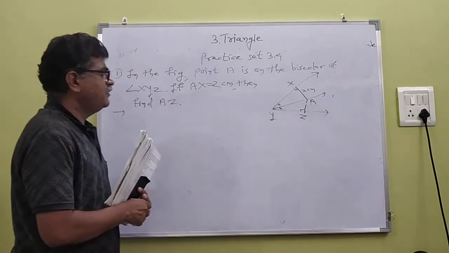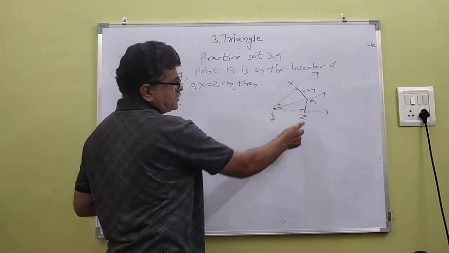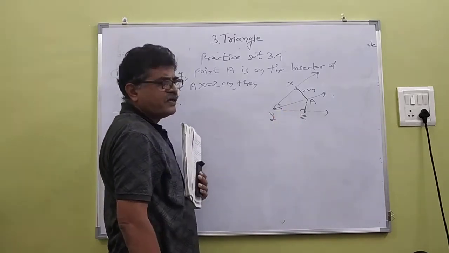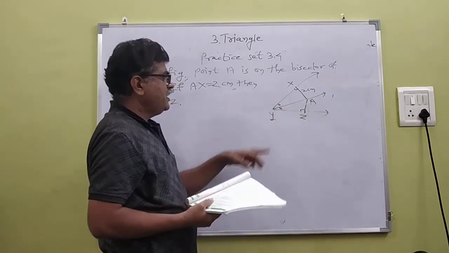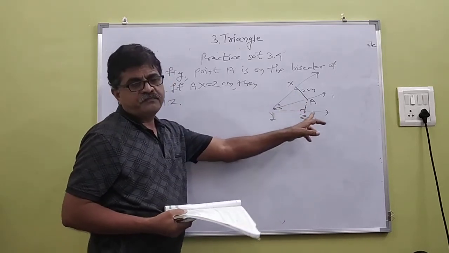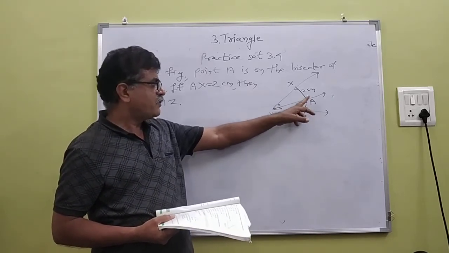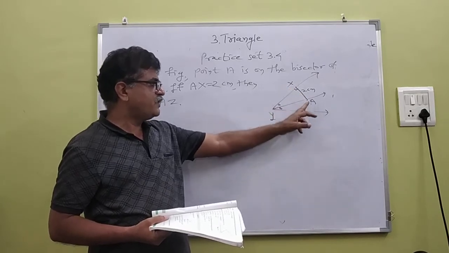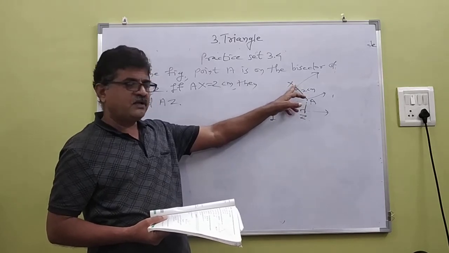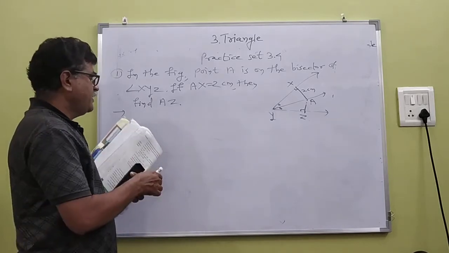Now first we write, given point A is on the bisector of angle XYZ. This point is on the bisector, therefore by theorem, any point on the bisector is equidistant from the sides of this angle. Therefore, we can write this as AX is equal to AZ. But we have given the value of AX is 2 centimeter. Therefore, AZ is 2 centimeter. This is the answer.